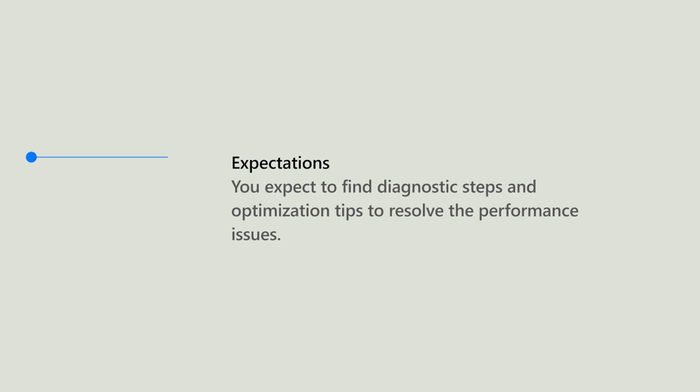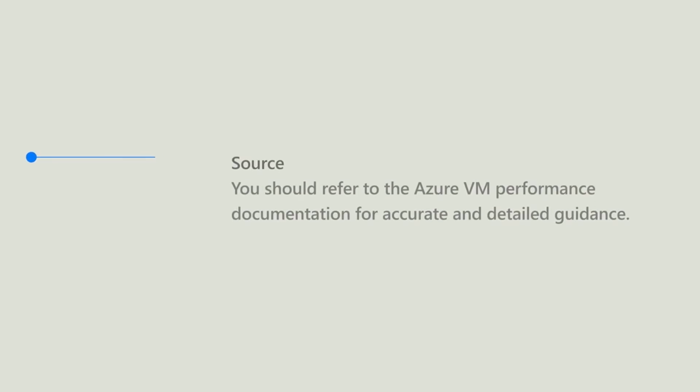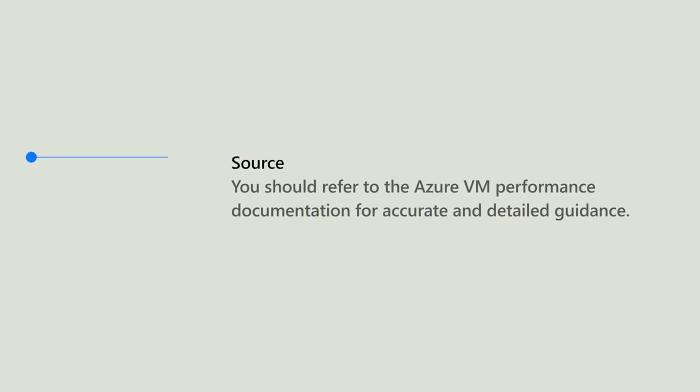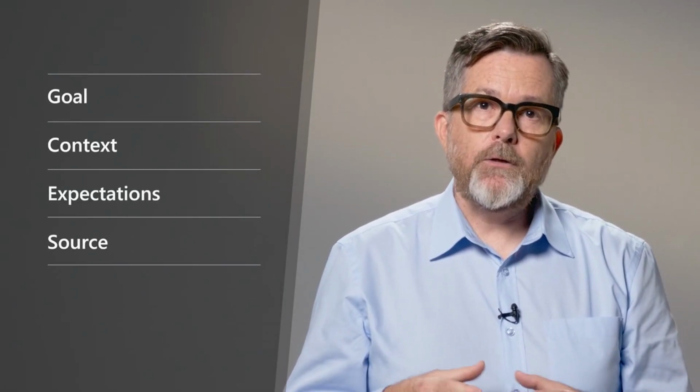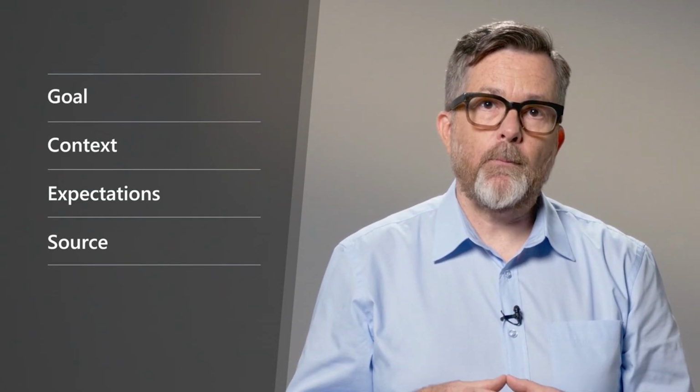You expect to find diagnostic steps and optimization tips to resolve the performance issues. And finally, the source. Where should you look for this information? You should refer to the Azure VM performance documentation for accurate and detailed guidance. Using the goal, context, expectations, and source, you can construct the following example prompt.